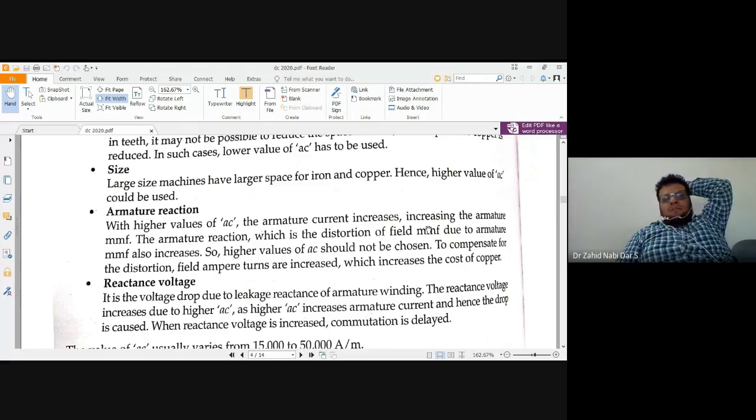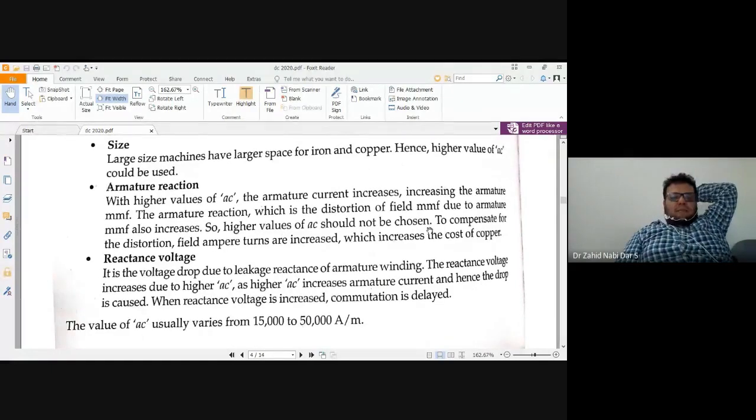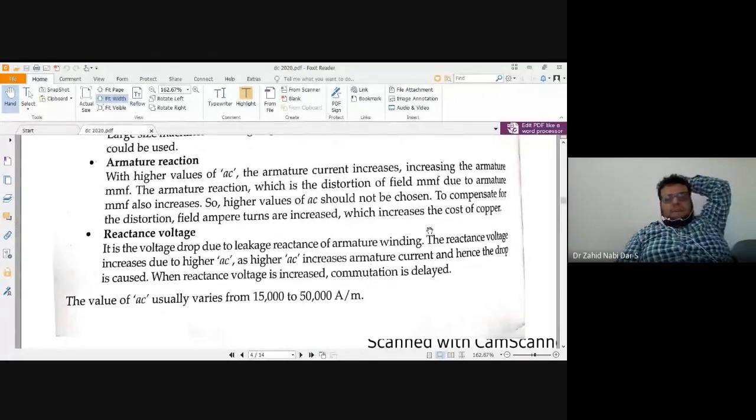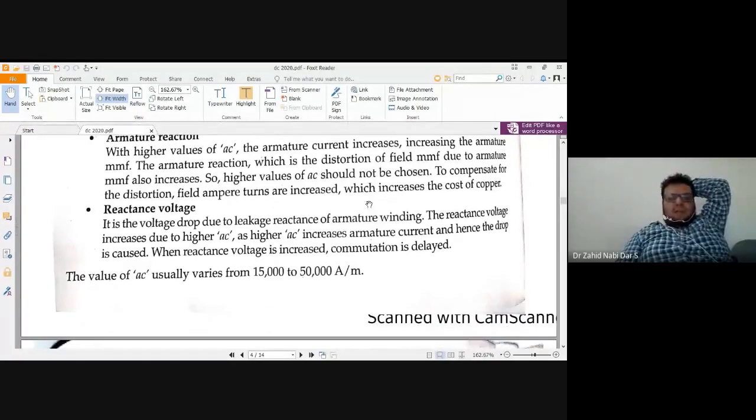So when your armature current is increasing, this will increase the armature MMF also, because MMF depends upon current into number of turns. So the armature reaction, which is the distortion of the field MMF due to the armature MMF, also increases. So higher values of AC should not be chosen. To compensate for the distortion, field ampere turns are increased, which increases the cost of copper.